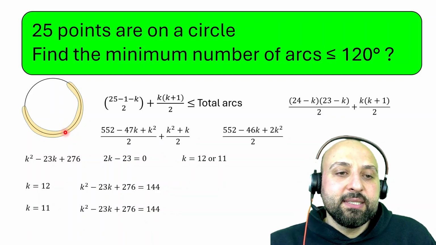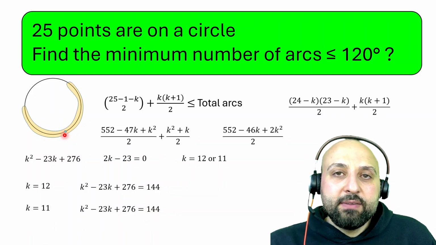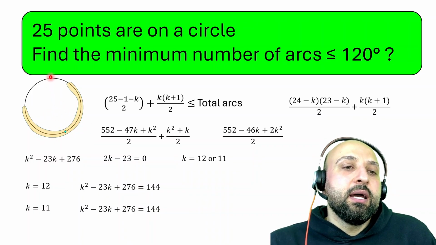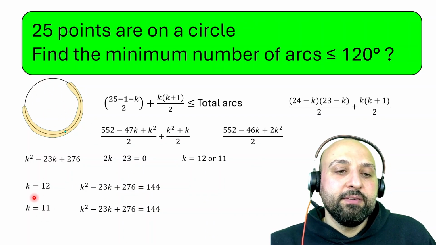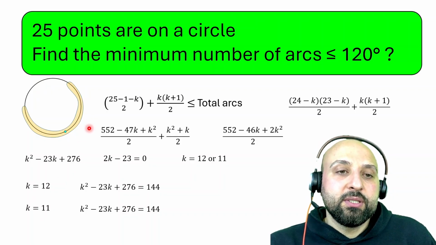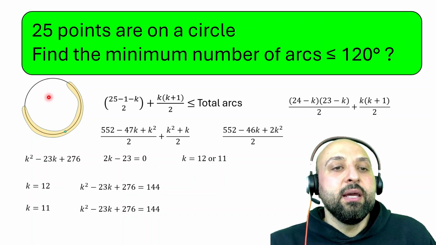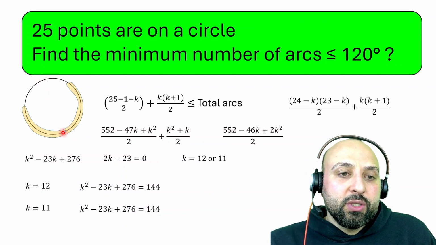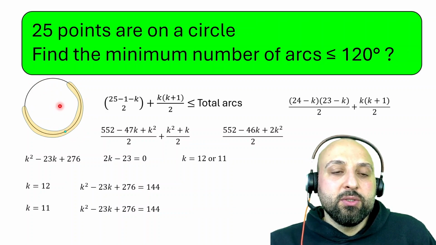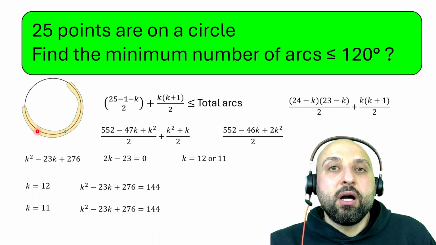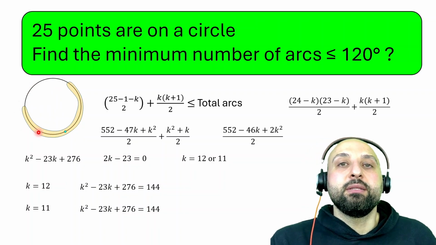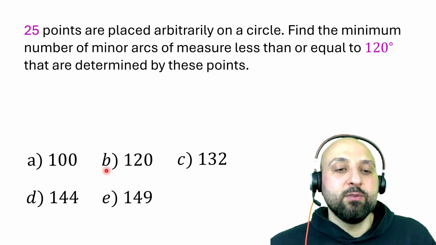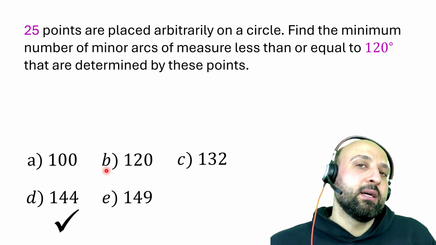So remember that when we say k is 11, together with 1 point, it becomes 12. So it means we have 12 of them here, and the 13 will be here. If k is 12, together with this point it becomes 13. So 13 here, 12 here. And basically, we should have them so that they are close together, and these other parts are also close together so that they don't create additional arcs. Otherwise, the number will be more than 144 arcs. Therefore, the correct answer would be option D, 144 arcs.